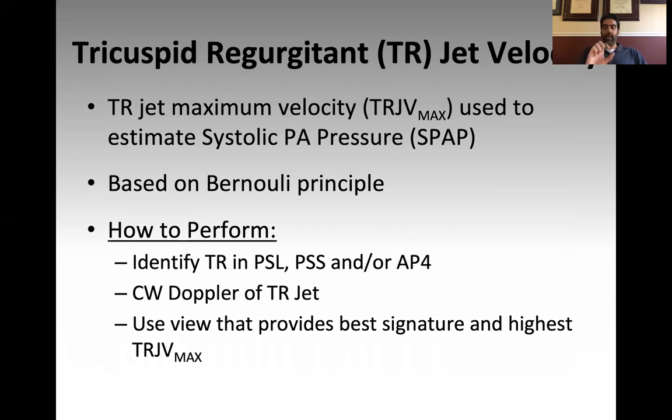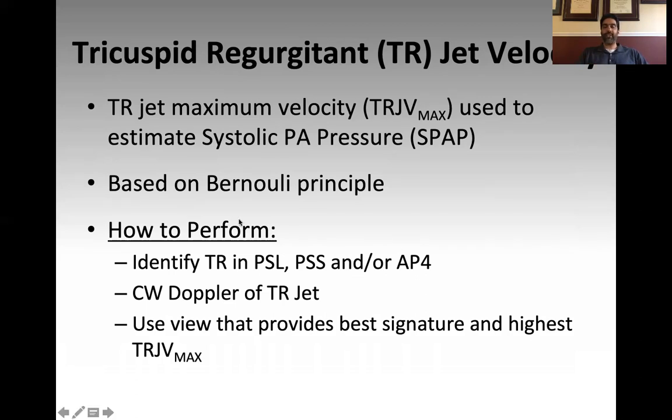So the first thing you want to do is find TR. Remember we talked about three views where identifying TR is optimal. One is the parasternal long axis view, angled downward, which is called the RV inflow view. In the parasternal short axis view, you would angle upward and anteriorly from the mid-papillary level, and at the level of the aortic annulus you can see the tricuspid valve just screen left of the aortic valve. And finally, there's the apical four-chamber view, where you see the tricuspid valve.